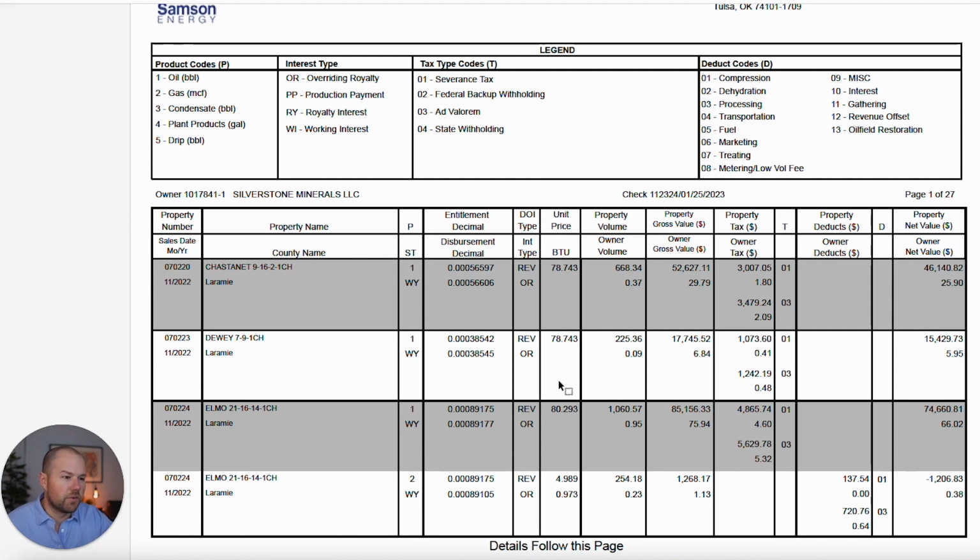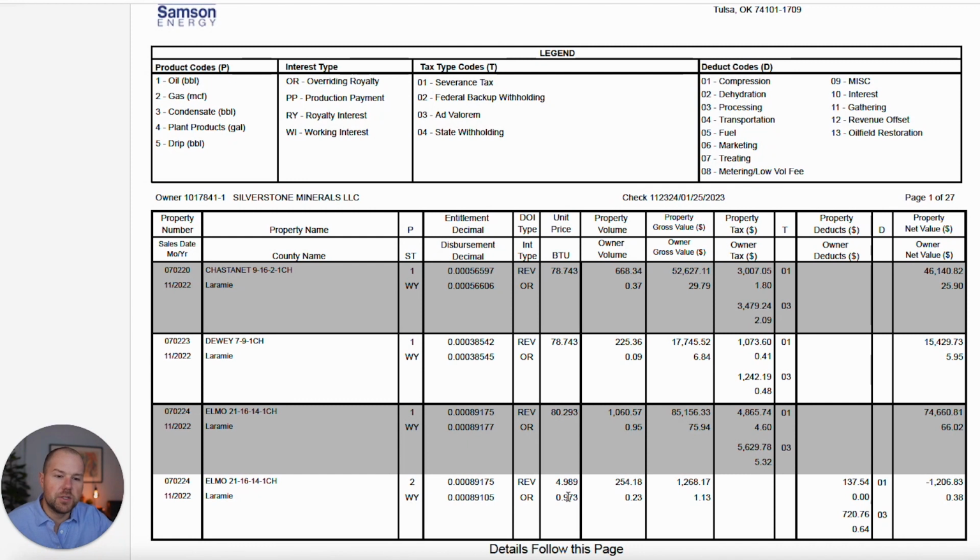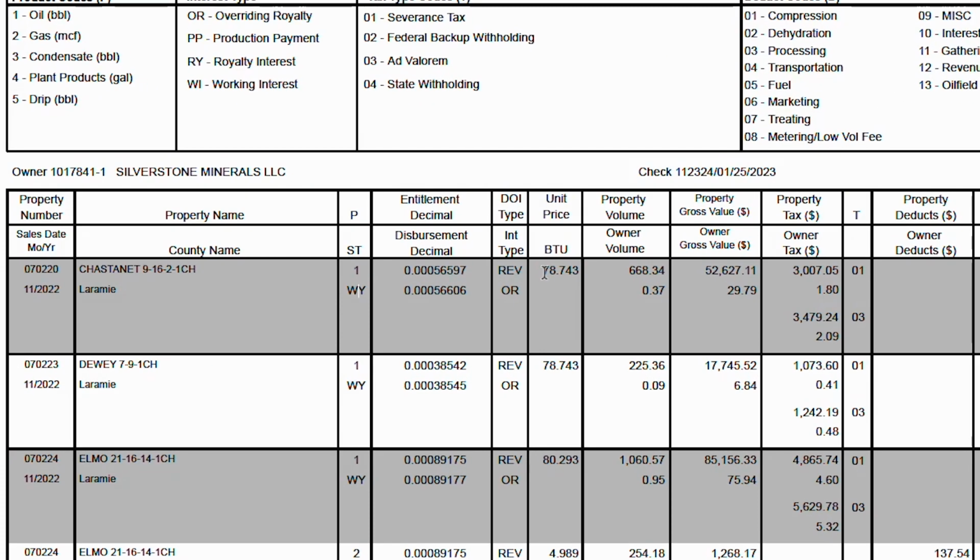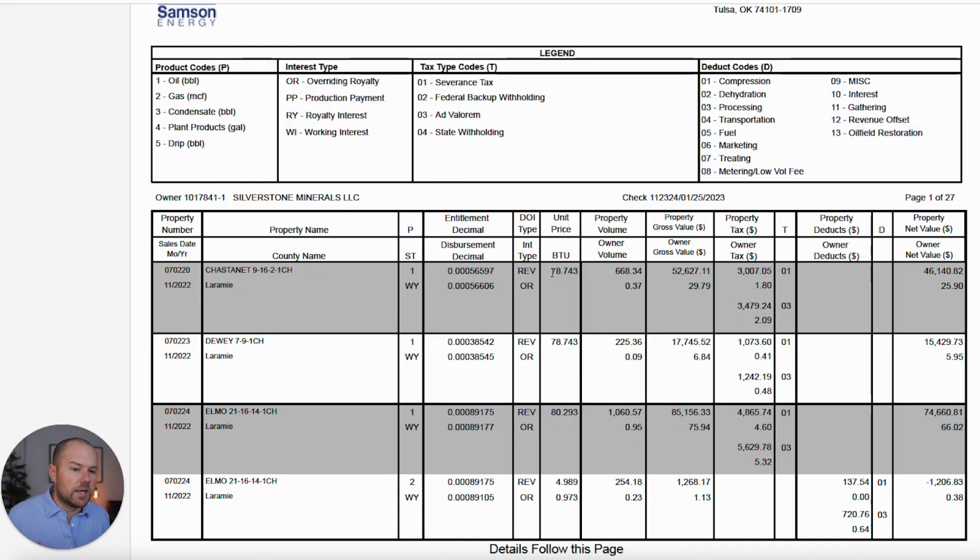And we also, for gas, it will give you the BTU content of the natural gas, right? So in this case, on the Chassenay well, this is crude oil, right? We can see from the product code that's listed right here. And we can see that the unit price that we received for this month was $78.74.